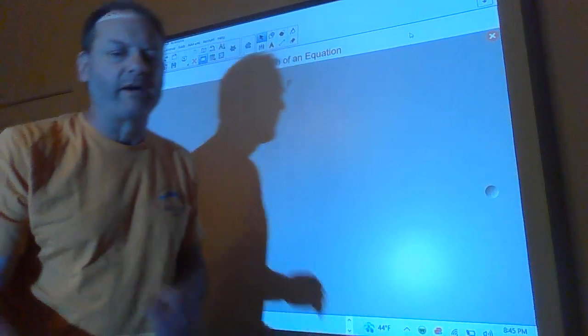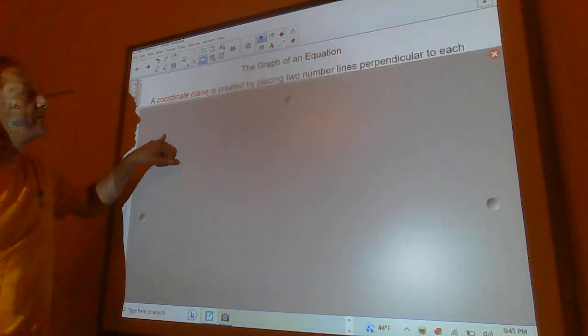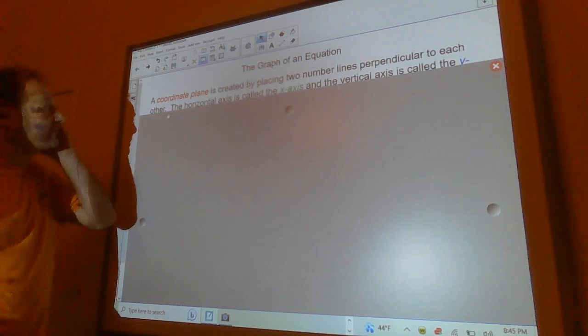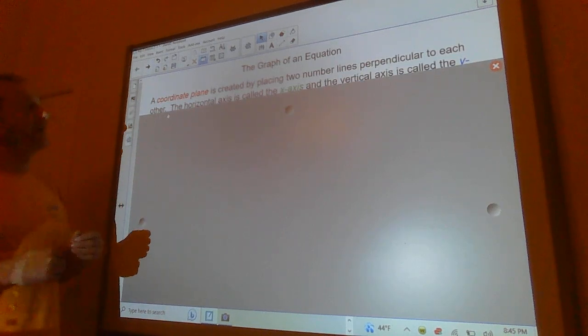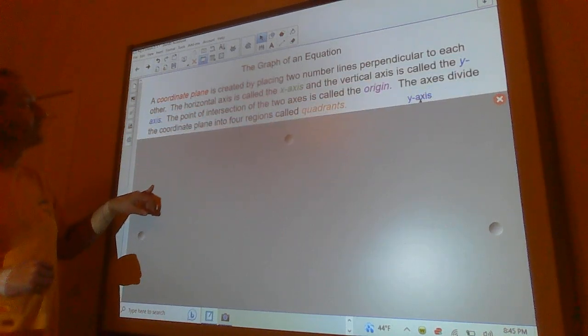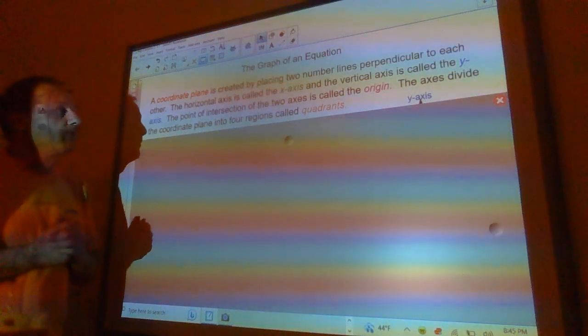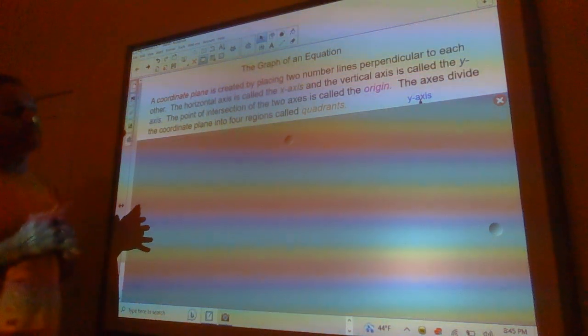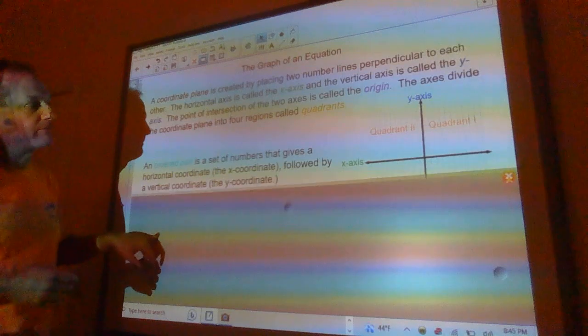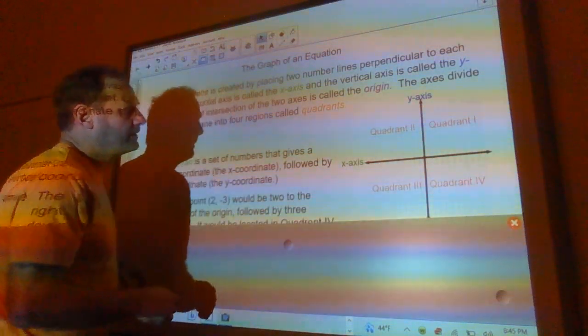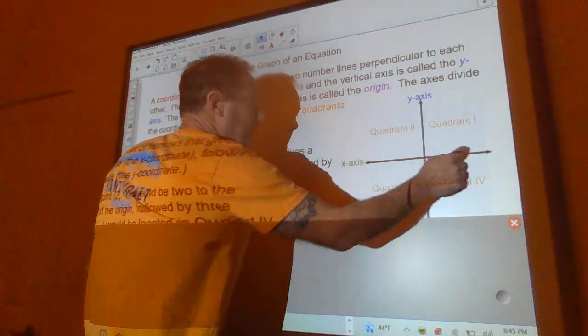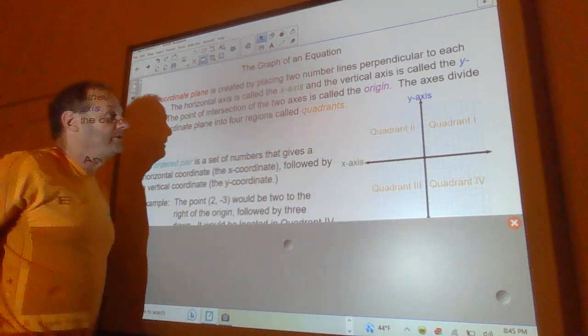Hey everybody, today we're going to talk about graphs of equations. Okay, so first, the coordinate plane is created by placing two number lines perpendicular to each other. The horizontal axis is called the x-axis, the vertical axis is called the y-axis. So we've got a nice little picture right here. Here's our x-axis horizontal, the y-axis vertical.